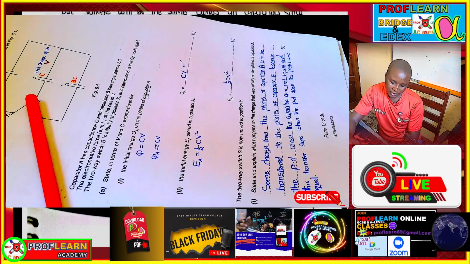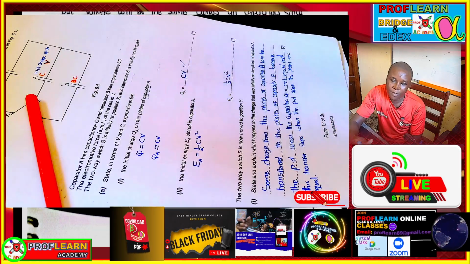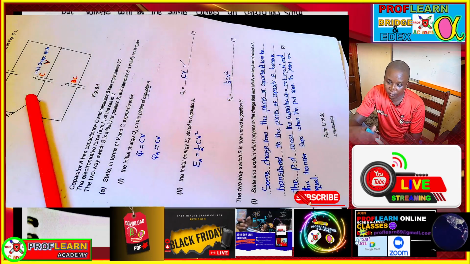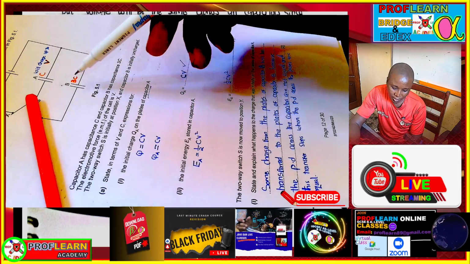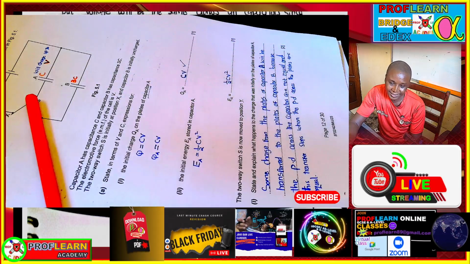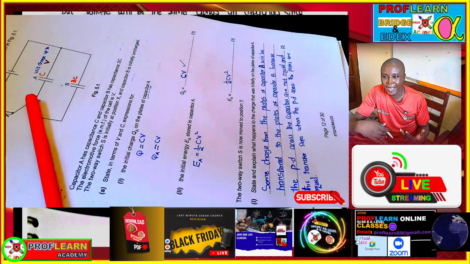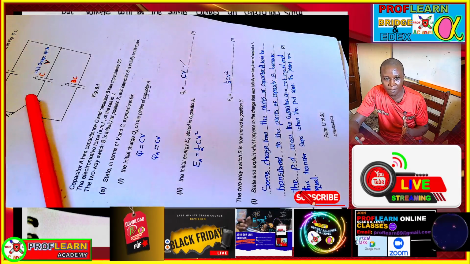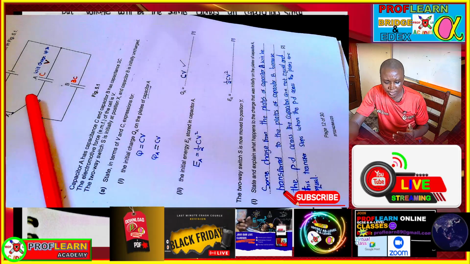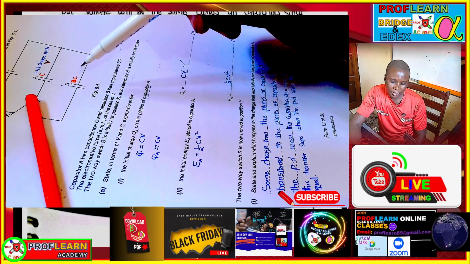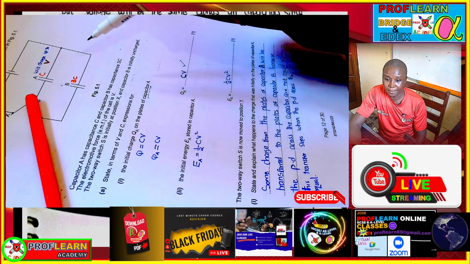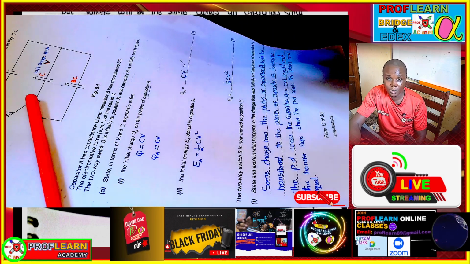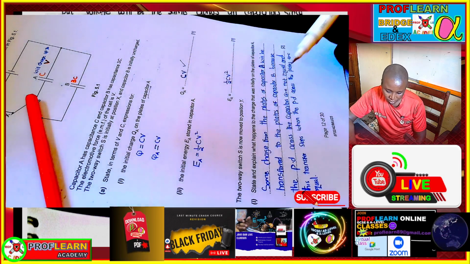So which means that this capacitor C will be fully charged. When it's fully charged and it's connected to another capacitor which was uncharged, it means charge is going to flow, because the potential difference between capacitor A and capacitor B is not the same. So charge is going to flow.